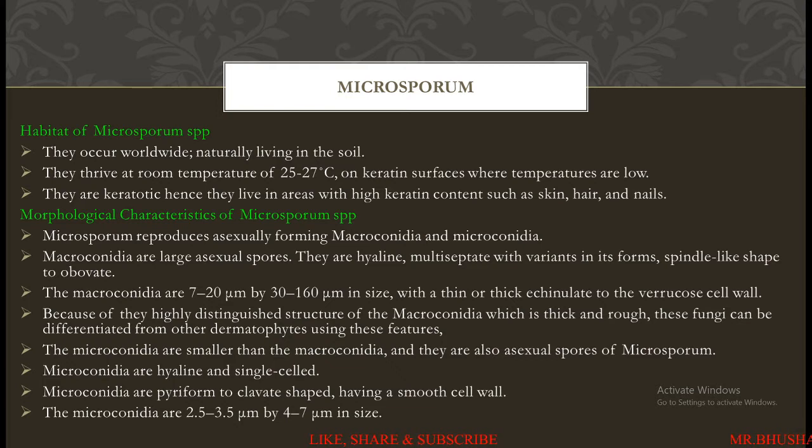The microconidia are smaller than the macroconidia, and they are also asexual spores of microsporum. Microconidia are hyaline, they are also translucent, but they appear in a single cell structure. Like the macroconidia, they appear in clusters. Microconidia are periform to clavate in shape, having a smooth cell wall, unlike the macroconidia, which have a rough and thick cell wall. The microconidia are 2.5 to 3.5 micrometer by 4 to 7 micrometer in size.